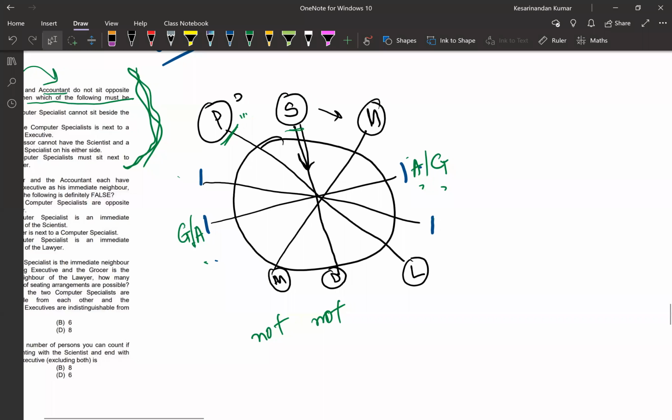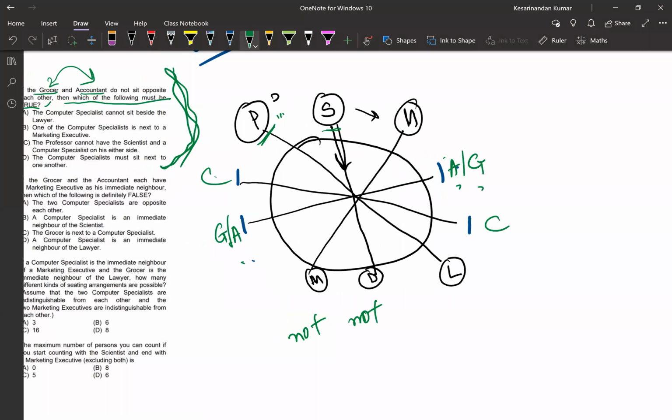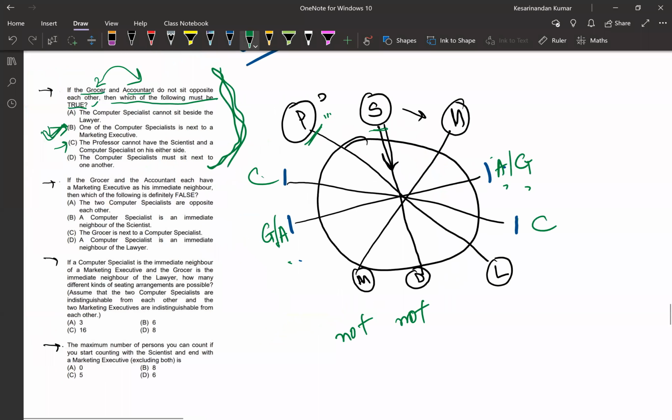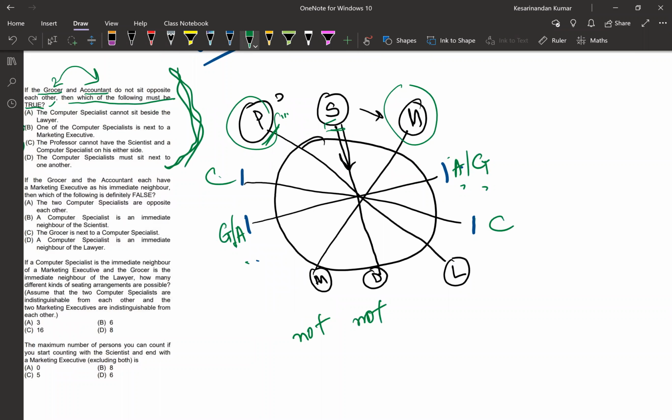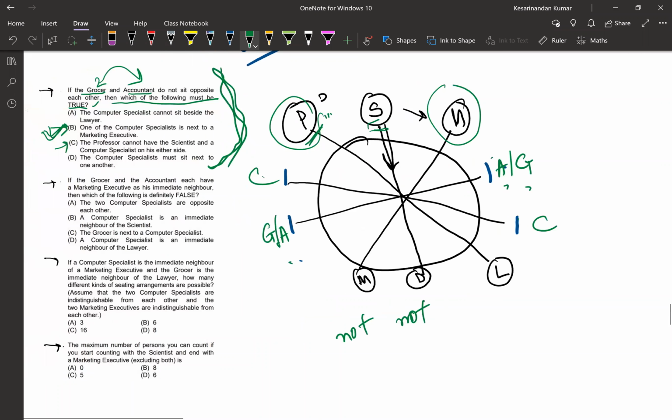A computer specialist is an immediate neighbor of the scientist. The scientist position is already occupied, I cannot take that position. So it will be false in any case, and I don't need to go forward. This is false.